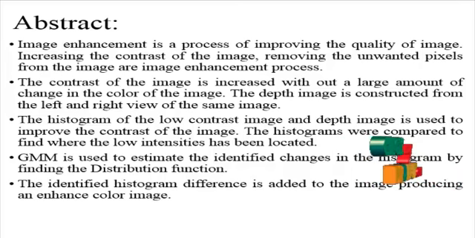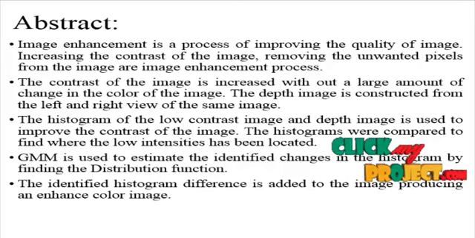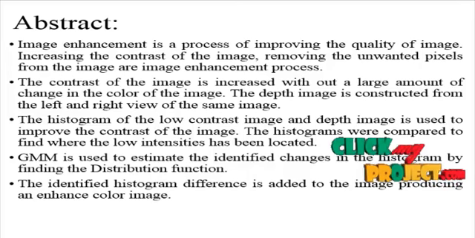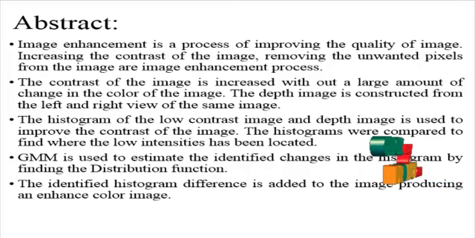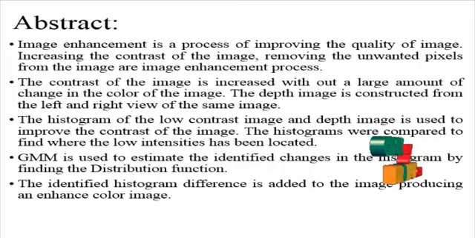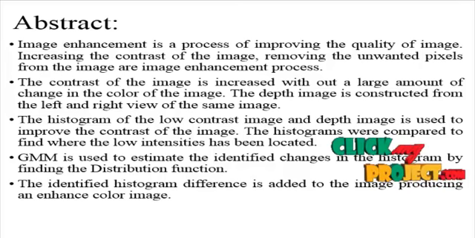Then the identified histogram difference is added to the image, producing an enhanced color image from the low contrast image. Then we measure the PSNR value and the MSE value between the images. The PSNR value indicates the enhancement of the image. If the PSNR value is high, the noise in the image has been reduced much, and if the PSNR is low, the noise in the image is high.